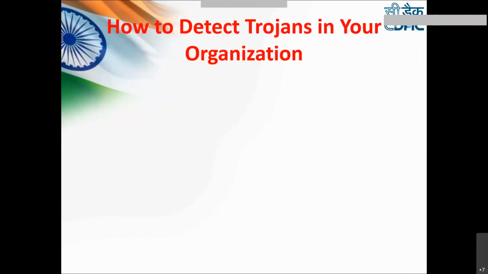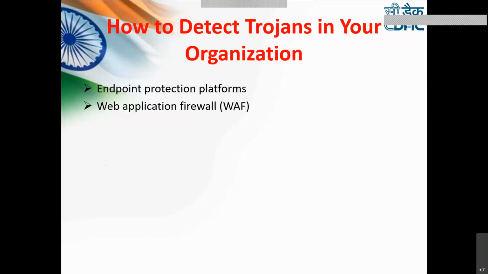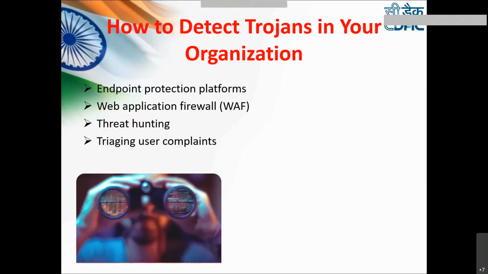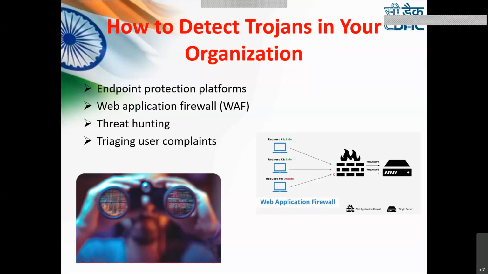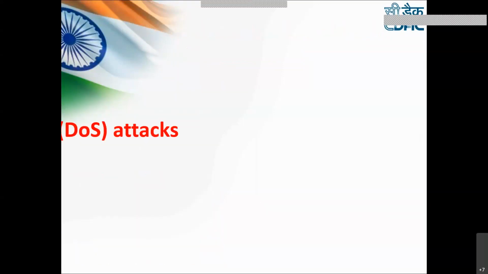So how do we detect Trojans in our organizations? There should be an endpoint protection platform. There should be a constant web application firewall running. Threat hunting should be there. Threat hunting is basically a scanner already deployed in an organization, like an IPS or IDS. They try to detect whatever malicious content they are able to find. And triaging user complaints, meaning if a user has complained of slowness in his computer system, information security should go and see what type of error has occurred.